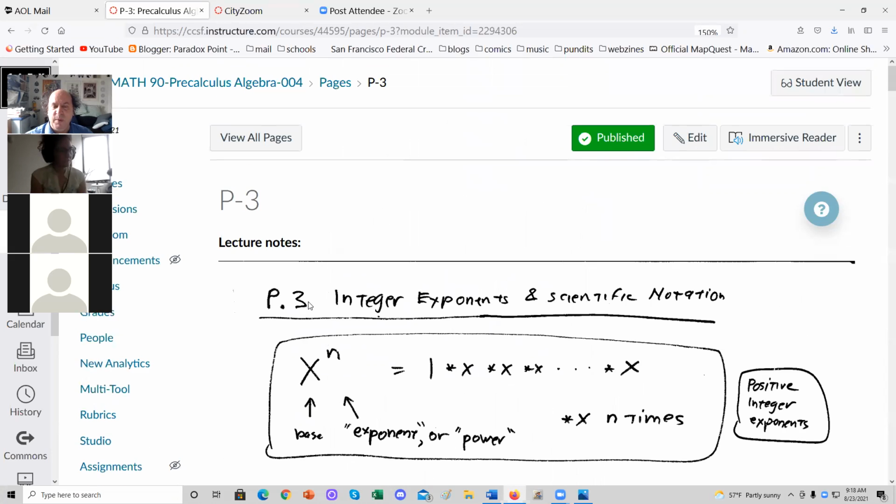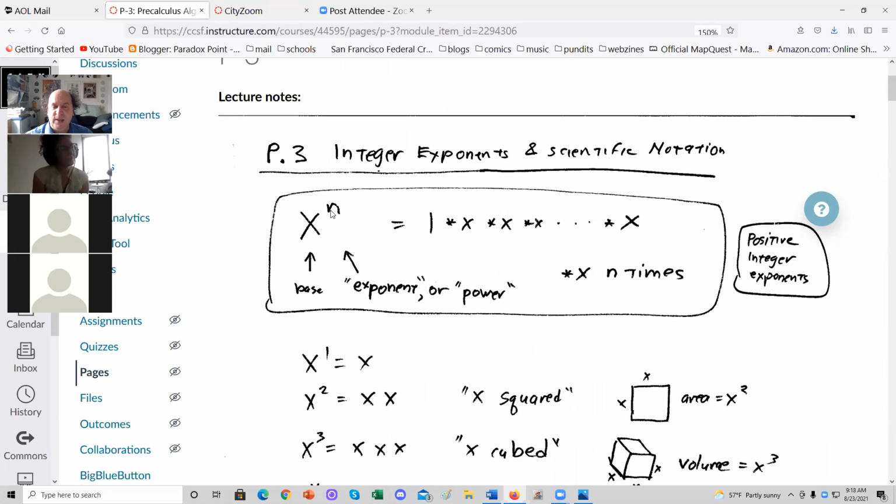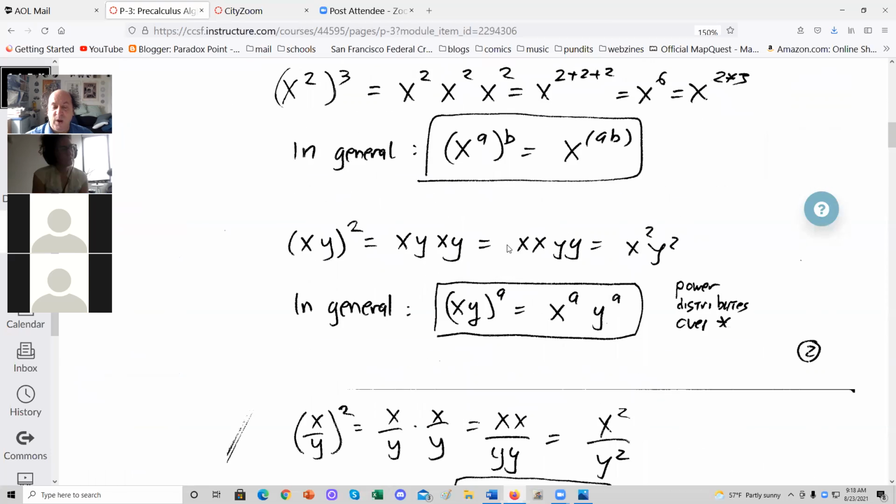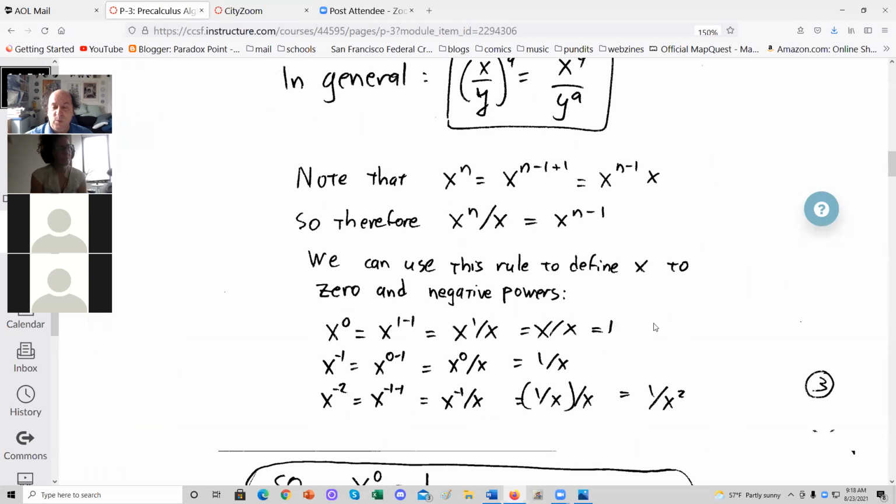Now you can see that when we go back to our original definition, x to the n, you start with 1 and then multiply by x n times. If n is 0, you have x to the 0, which will equal 1, and no multiplications at all, so it's 1. x to the 0 is 1.